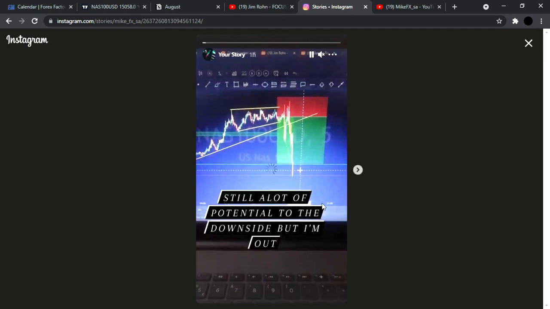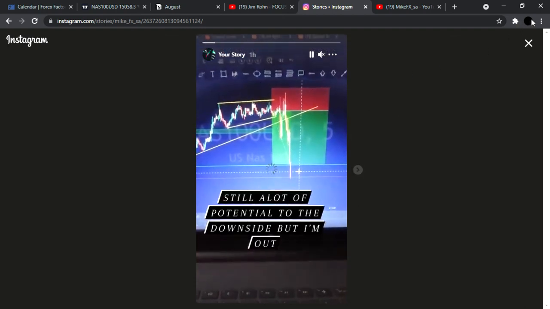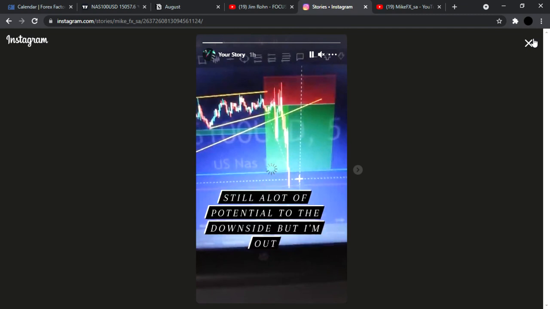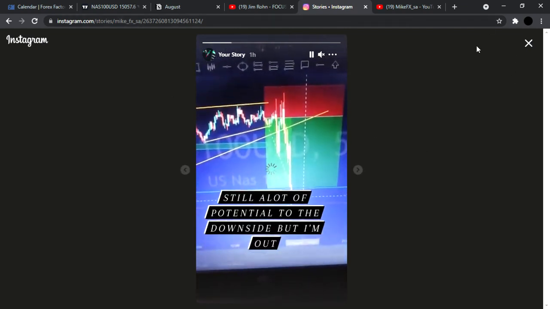There's still a lot of potential to the downside. This is a trade we took today.